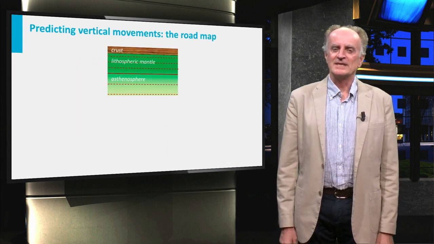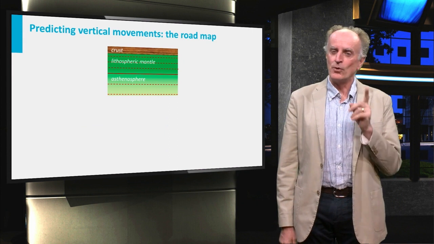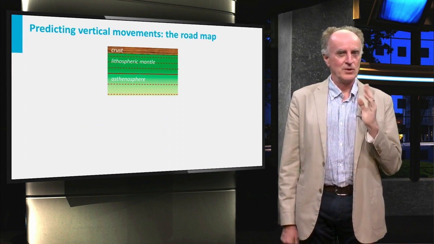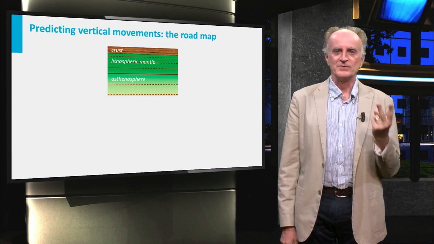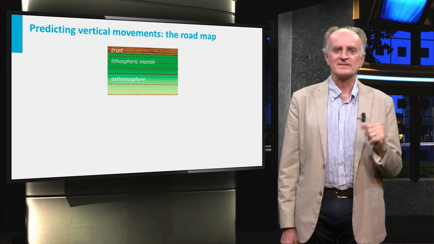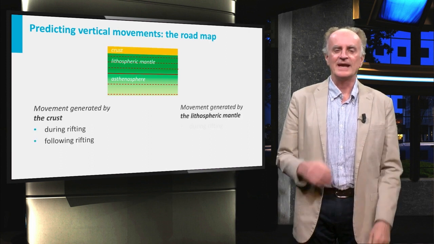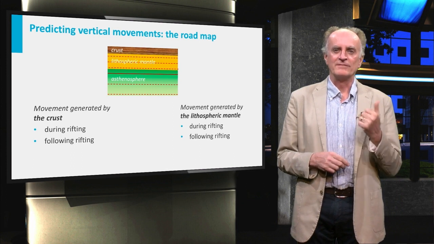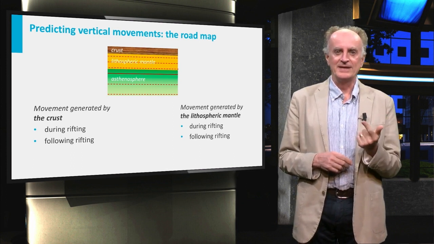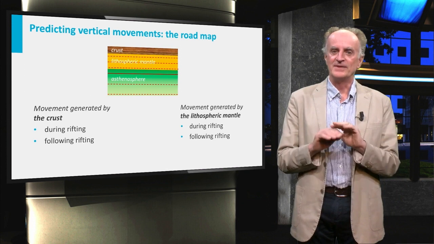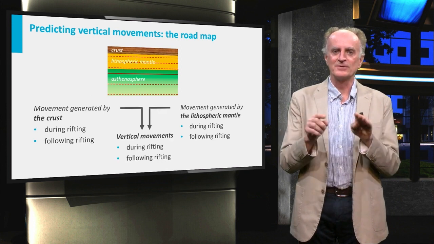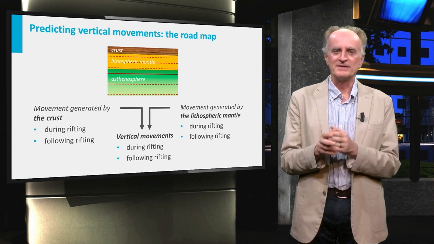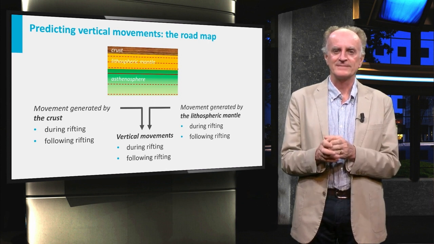The following discussion is somewhat complicated, so I need all your attention. This is how we will do it. We will look separately at the behavior of the two fundamental components of the lithosphere, namely the crust and the lithospheric mantle. For each component, we will look at the vertical movements during and following extension. At the end of the clip, we will integrate the two components, predicting vertical movements of the Earth's surface in rifty basins of different characteristics.